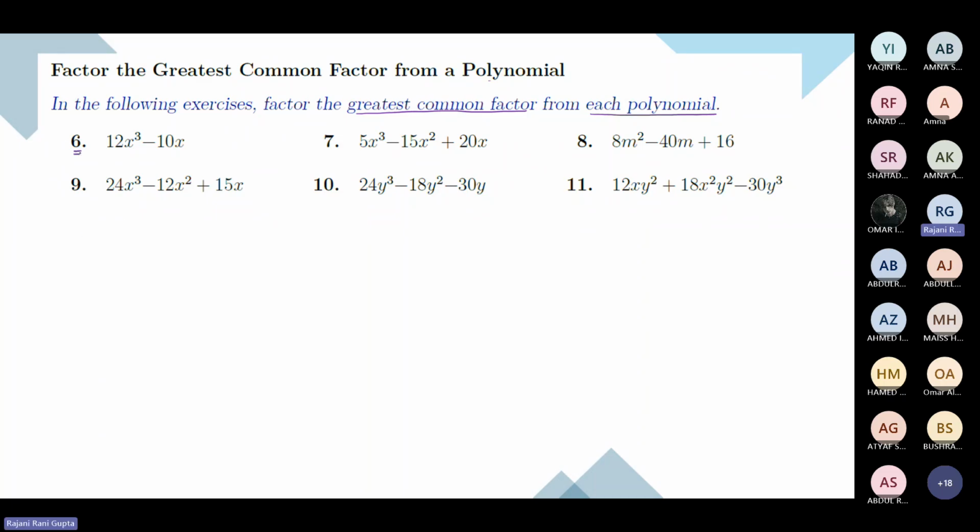Okay, let's see question number 6. This is a polynomial: 12x power 3 minus 10x. Before I start solving this, can you tell me what this polynomial is? Monomial, binomial, or trinomial?